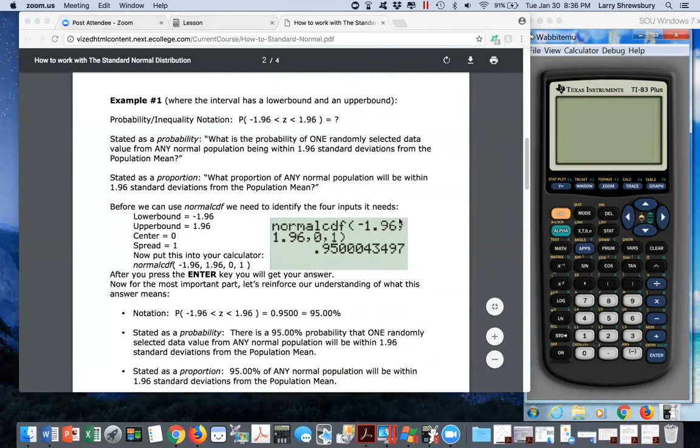You notice here we're going to find out, for any normal distribution, if you go 1.96 standard deviations below the mean and up to 1.96 standard deviations above the mean, what proportion of the population would be in that interval? Well, you punch it in, there's your lower bound, there's your upper bound. The mean is 0, standard deviation is 1 for the standard normal. And that's about 95%.